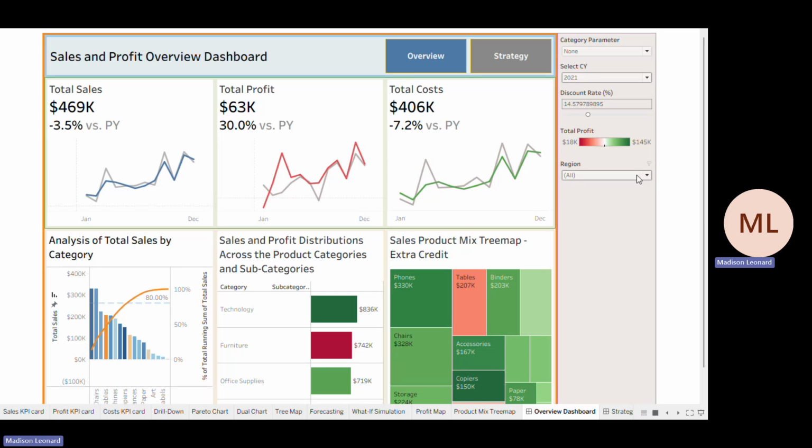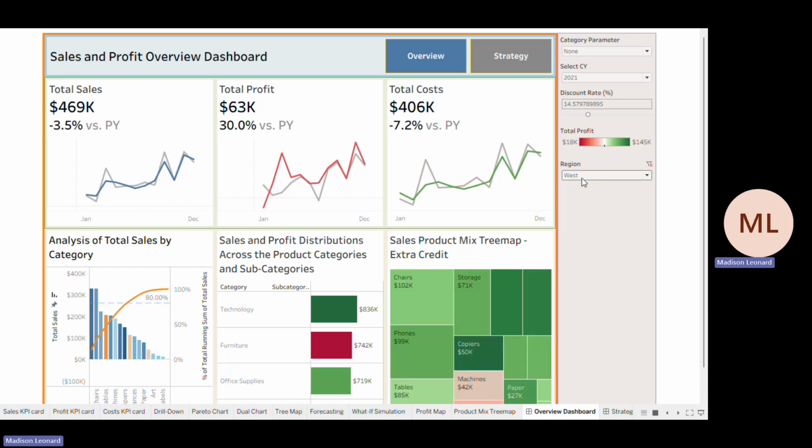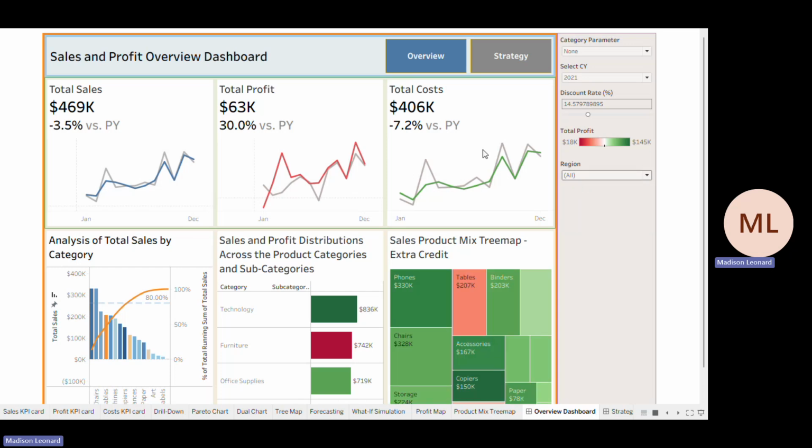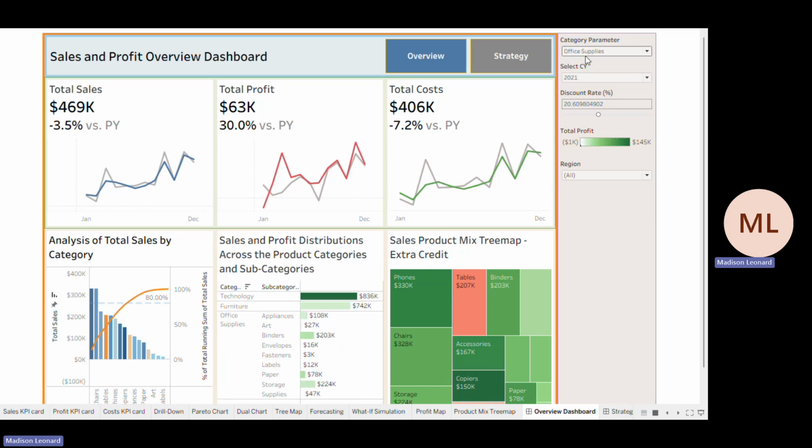And then we can also change things like regions for this category, which is really cool. We can see what is selling in certain states or certain regions, and we can also change our discount rate over here, kind of see what that's looking like here. And we can also change up this right here.